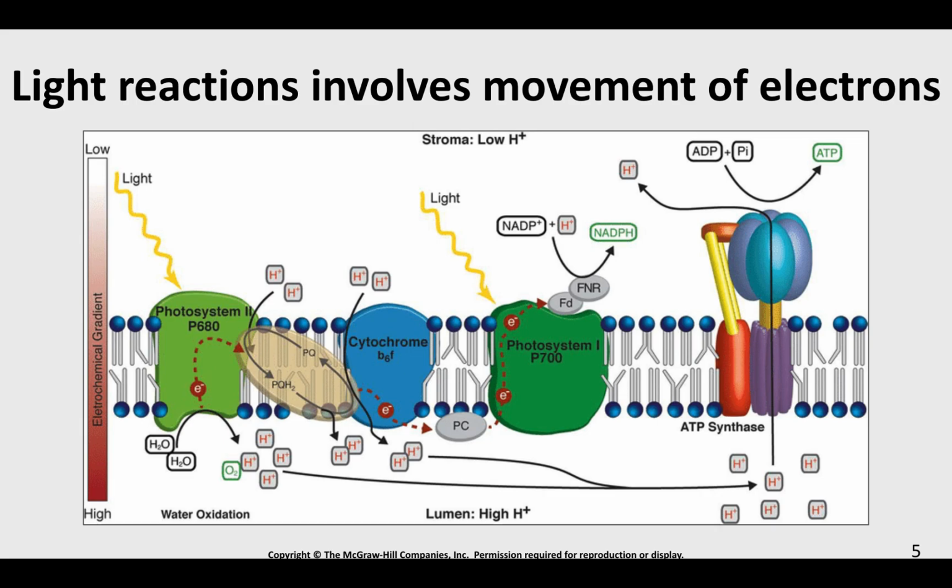Now, as we go through and talk about all these steps, I want you to pay attention to the movement of the electrons. Remember, when the light is absorbed by these pigments, it excites those electrons. That electron that's been excited is going to be moving throughout these different proteins throughout the light reactions here. All right, so let's break this down.